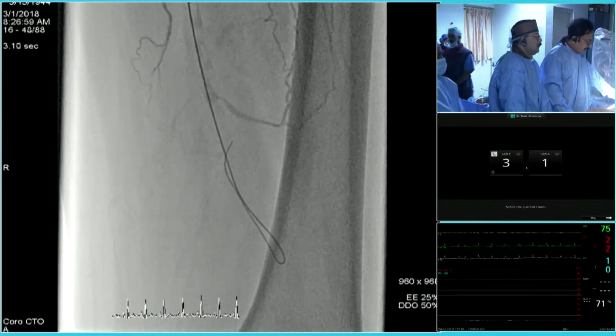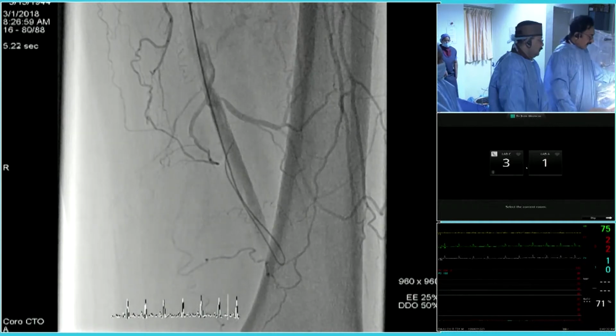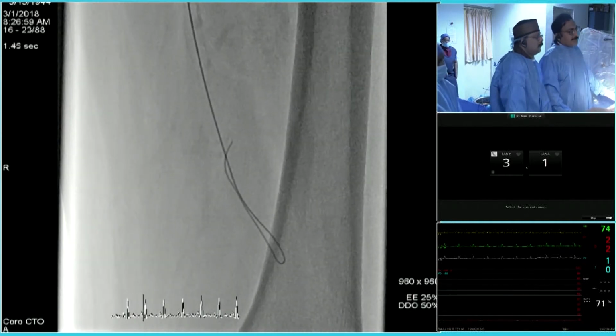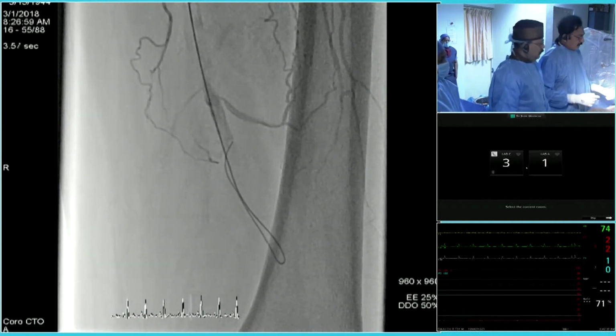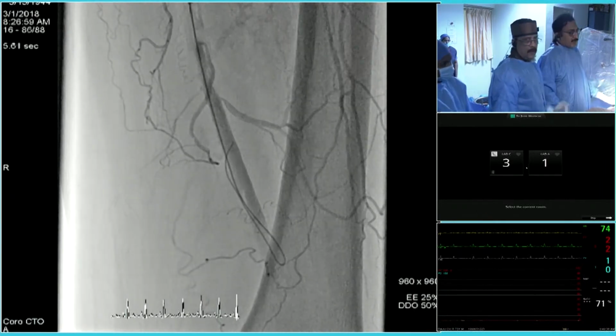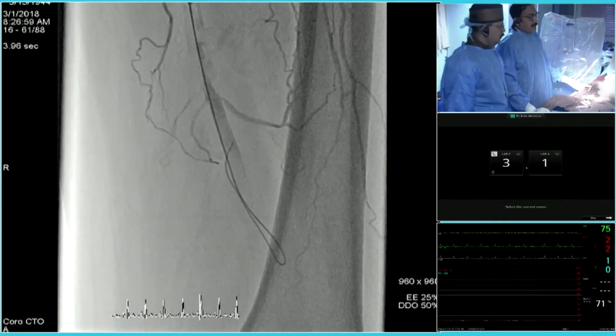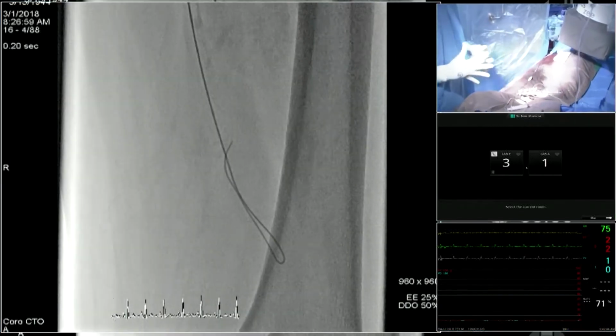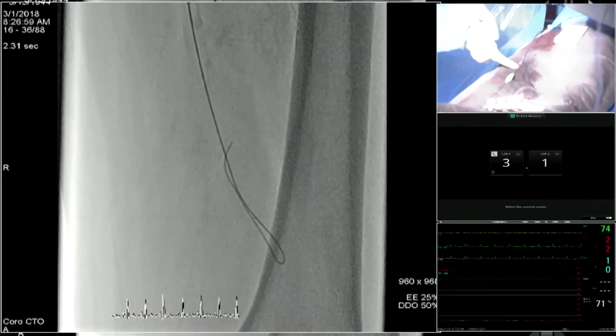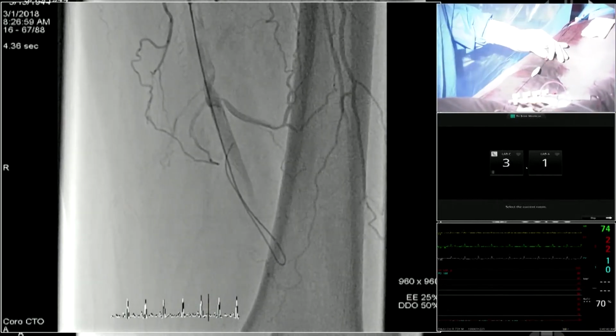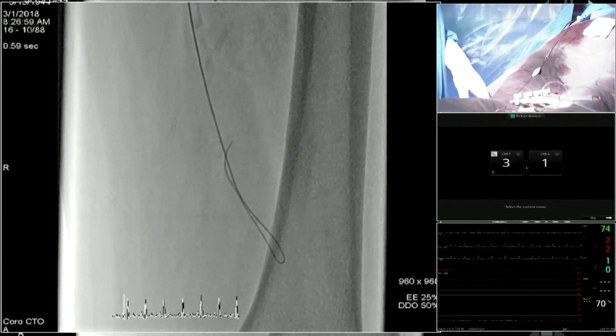And we are trying now with an angled Terumo catheter. The good thing is that we have a backflow. Can you show it here? We have got a backflow in the catheter. That means the false and the true lumen are communicating, and it won't be very difficult to find the re-entry into the true lumen.